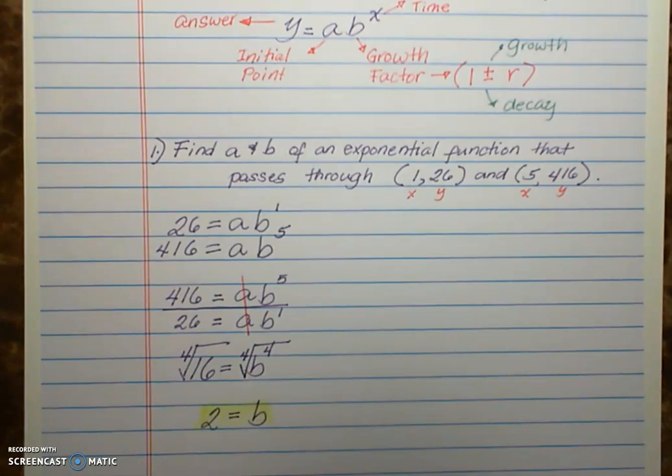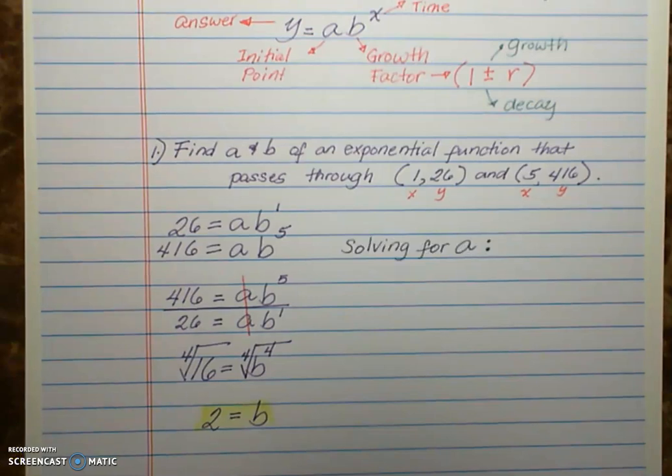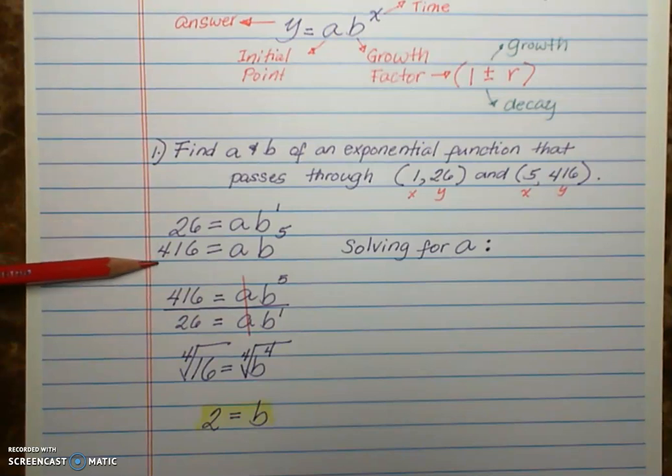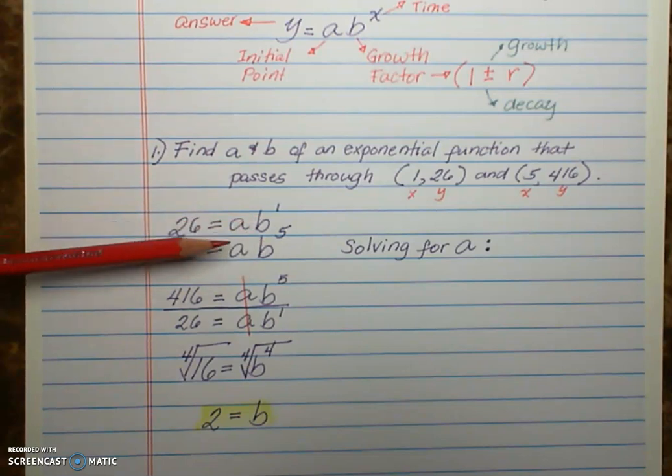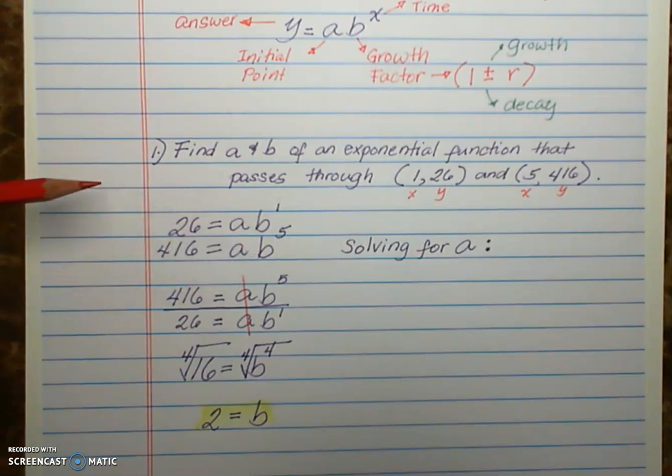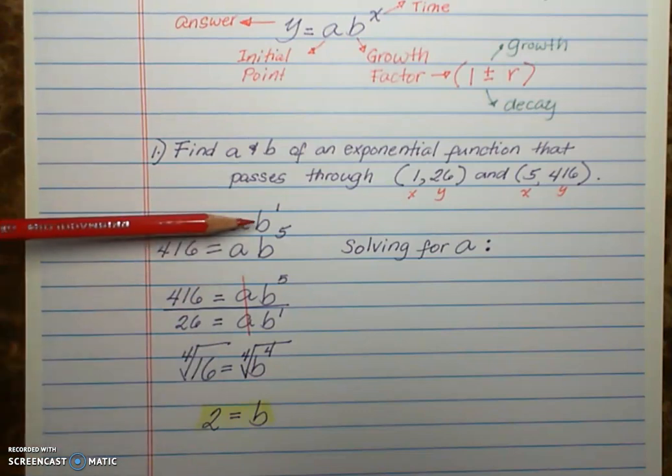Our next job is to find a. We're going to do that by substitution. Now that you know that your b represents 2, we're going to use one of these equations in order to substitute 2 in place of b. The best equation to use is the first one because it has just a single b. If we use the second one, I will have to raise 2 to the power of 5, and that will make it a larger number. So I'm going to use the first one to substitute 2 in place of b.